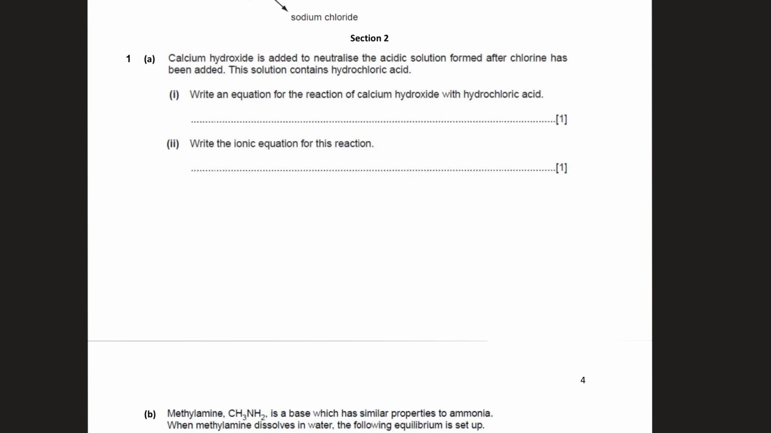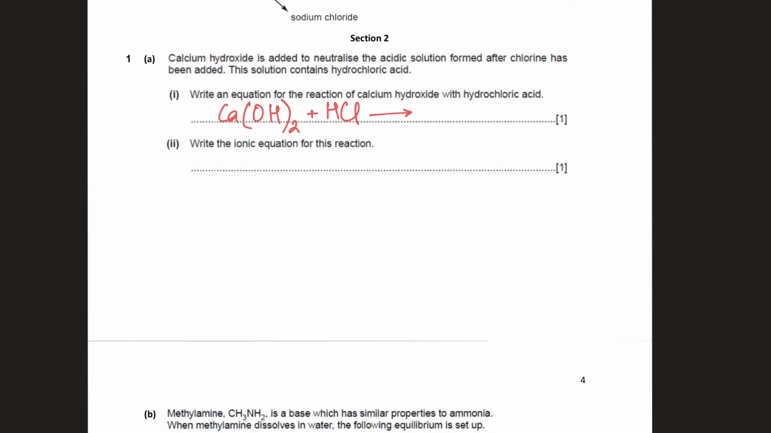Calcium hydroxide is added to neutralize the acidic solution formed after chlorine has been added. Okay, this solution contains hydrochloric acid. Write an equation for the reaction of calcium hydroxide with hydrochloric acid. So pay attention to your reactants. These are calcium hydroxide. Remember that the formula is going to be Ca(OH)2, because OH is -1 but calcium is +2. So you need 2 hydroxides to cancel the charge on the calcium ion. Similarly, with HCl you have this formula. Notice that a common mistake is students put C and L both capital, which is not the case. It is C capital and L as the small letter.